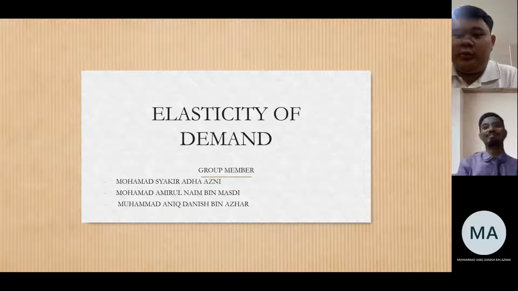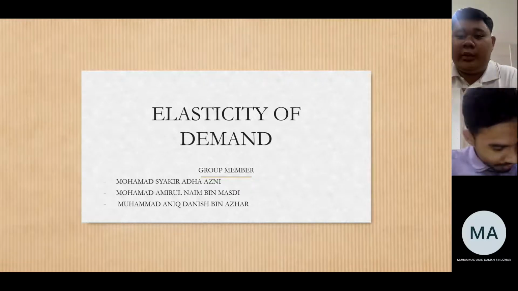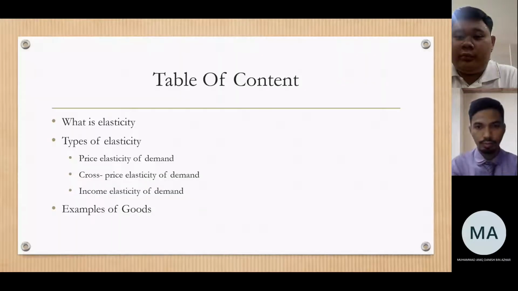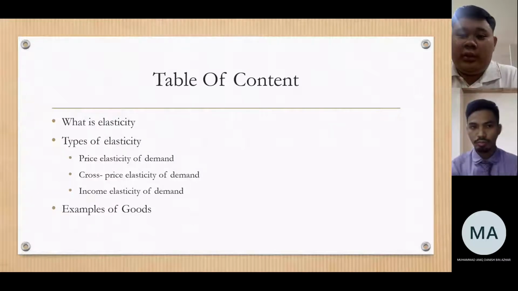Today I want to make one presentation of elasticity of demand. My group members are Muhammad Syakir Adha, Muhammad Anik Danish, and I, Muhammad Amirul Naimi Masdi. The table of contents is: what is elasticity, types of elasticity, price elasticity of demand, cross price elasticity of demand, income elasticity of demand, and examples of goods.